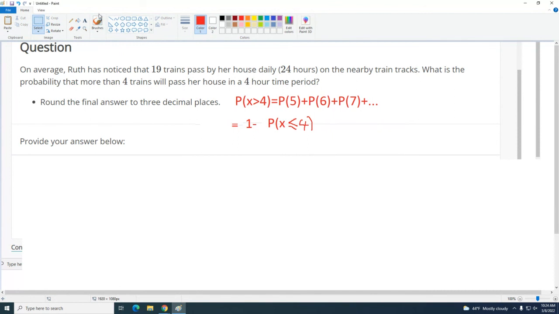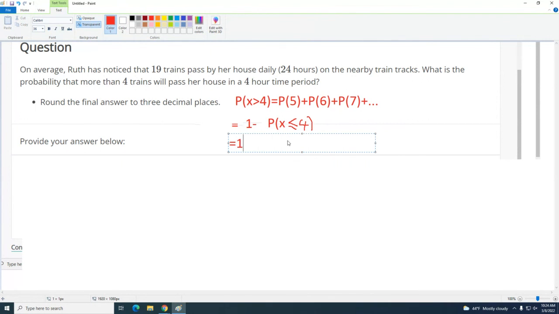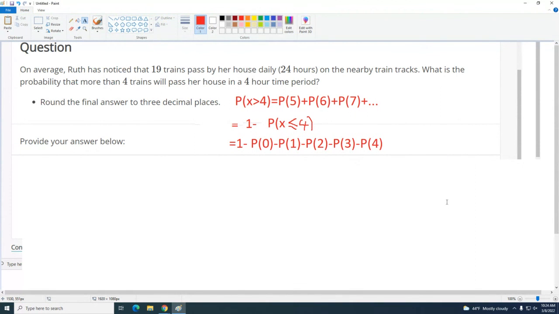The less than or equal to 4 is slightly easier, but not by a lot. So 1 minus the probability of less than 4: probability of 0, and then probability of 1, and then probability of 2, and probability of 3, and then probability of 4. Then we stop. So 1 minus all of that. That's the probability of more than 4.